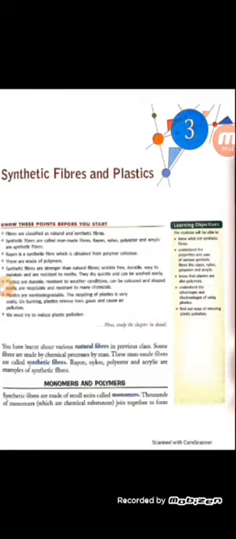Synthetic fibers are fibers made by humans through a chemical process. These man-made fibers are opposed to natural fibers, which, as you all know, are directly derived from living organisms. In this chapter, we will get to understand various synthetic fibers like rayon, nylon, polyester, acrylic, etc.